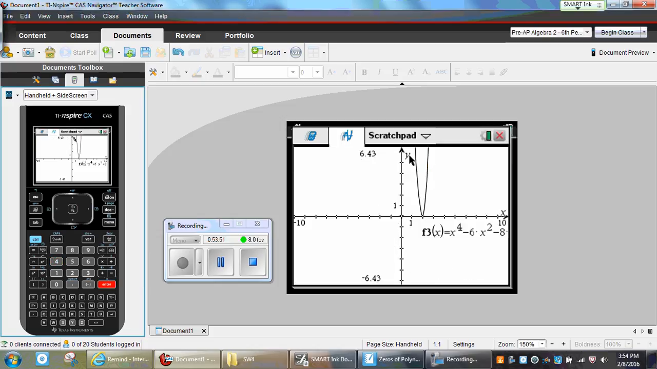What do you guys see? Where is it touching the x-axis? At 2. But you guys see how it's touching and turning around? So it could have even multiplicity. Let's see if it's true.